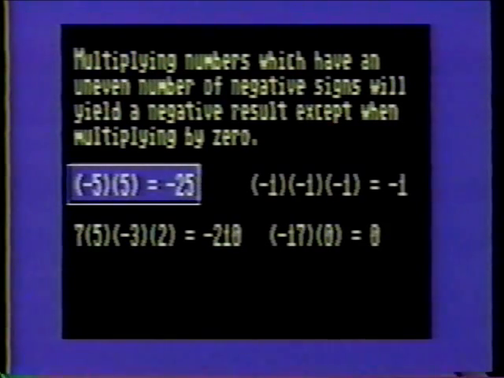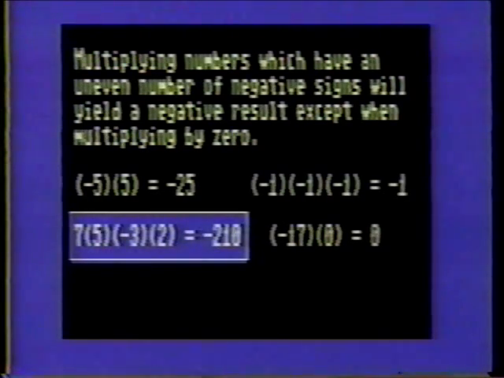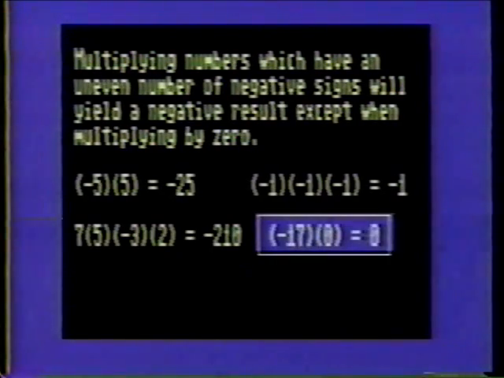Multiplying numbers which have an uneven number of negative signs will yield a negative result, except when multiplying by 0. For example, negative 5 times positive 5 is negative 25. Negative 1 times negative 1 times negative 1 is negative 1. 7 times 5 times negative 3 times 2 is negative 210. Negative 17 times 0 is 0.